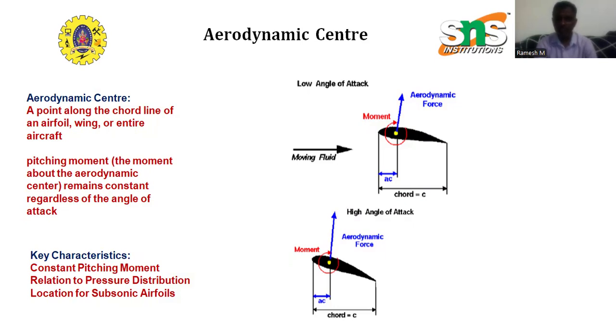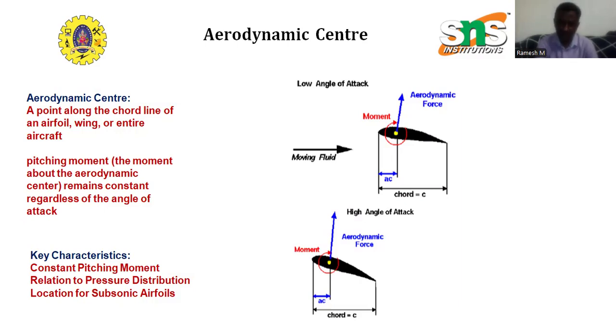In today's session, we are going to discuss the main topic called Aerodynamic Center in the subject aerodynamics. Aerodynamic center is a crucial concept in aerodynamics, particularly in the design and analysis of airfoils, wings, and aircraft. It is a point where certain aerodynamic properties are simplified, making it easier to analyze and predict the behavior of aircraft. Let's come to the definition of an aerodynamic center.